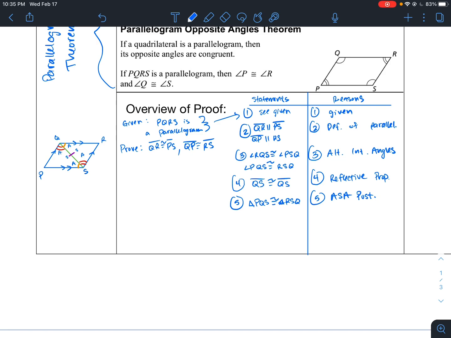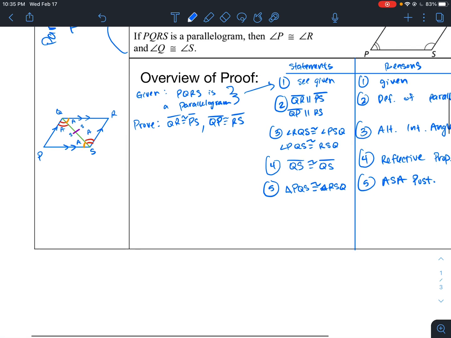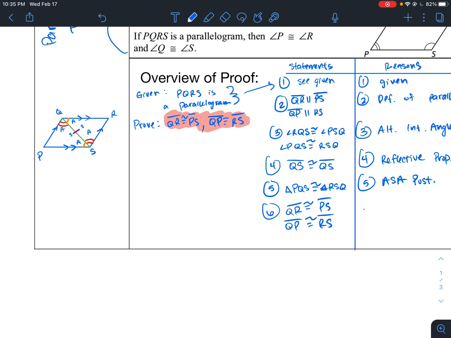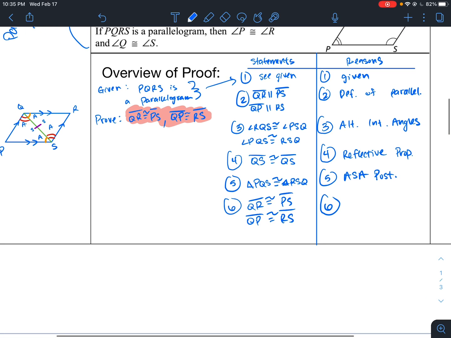Now, because these triangles are congruent, that means that QR is congruent with PS, and that QP is congruent with RS. And this follows from corresponding parts of congruent triangles are congruent. Okay, so there you go.